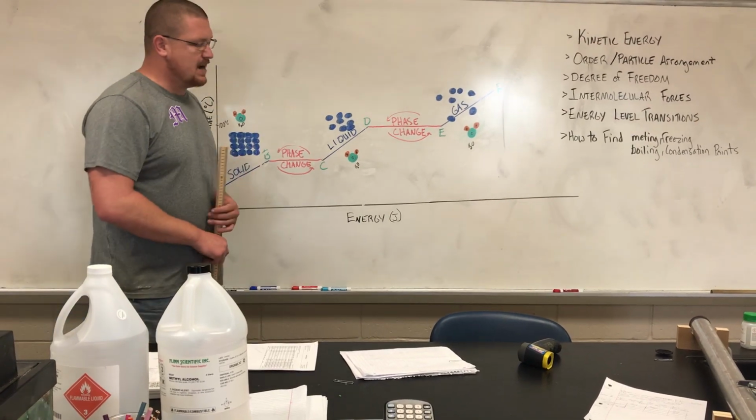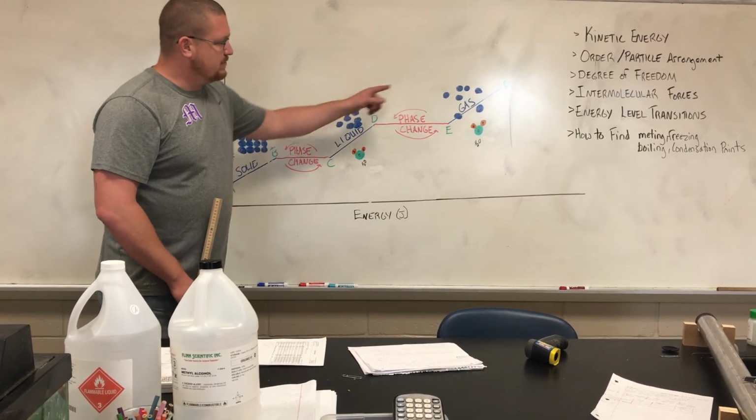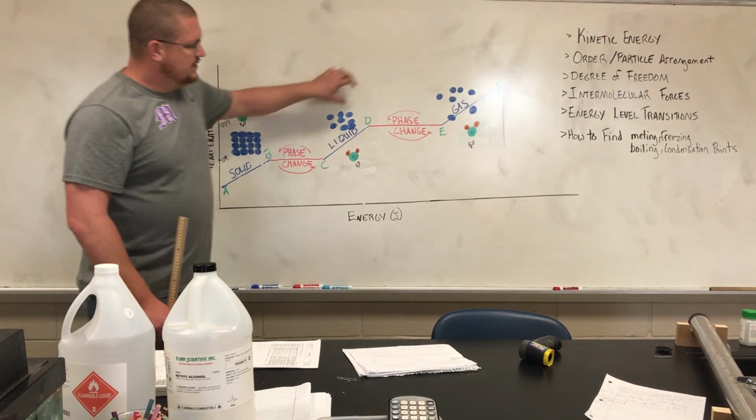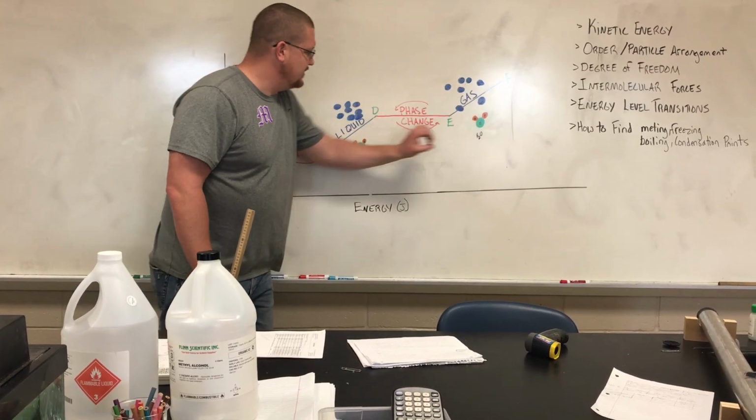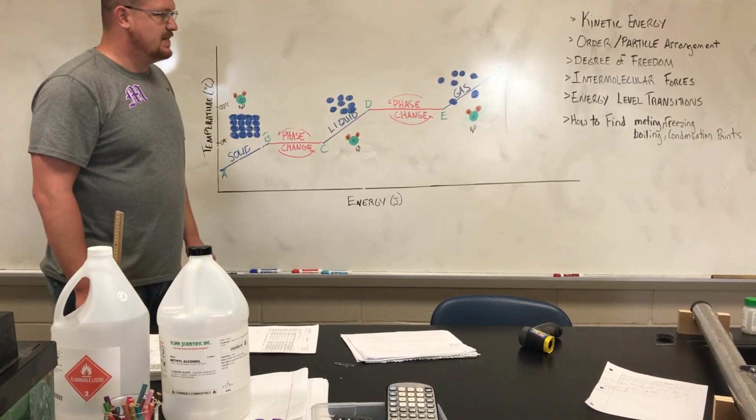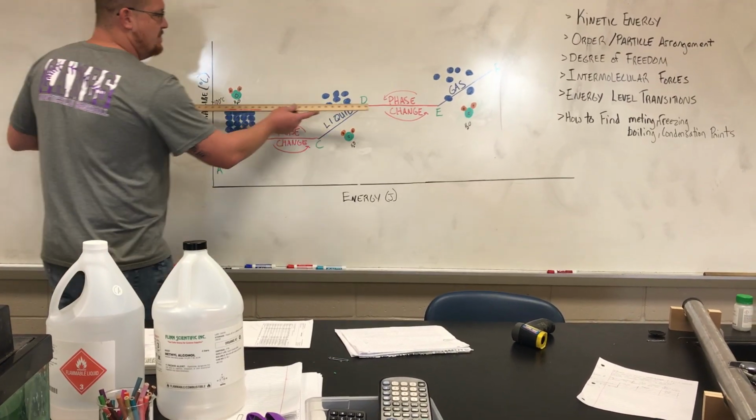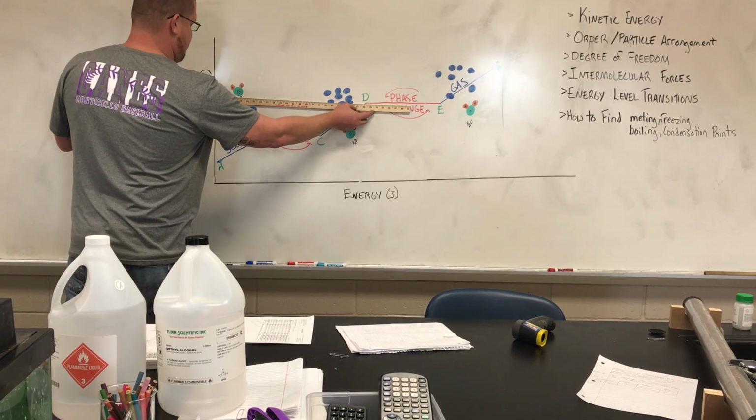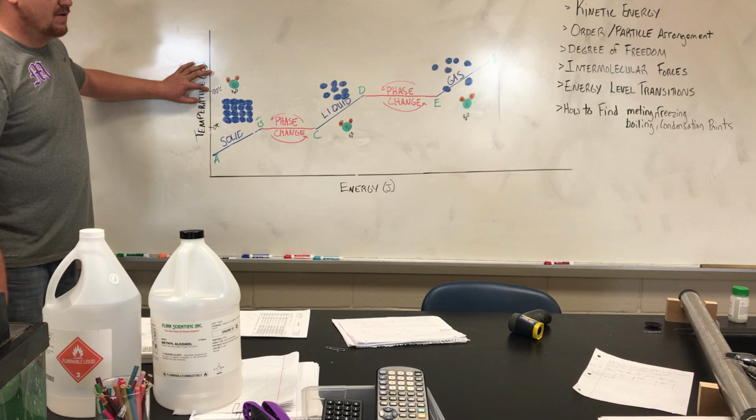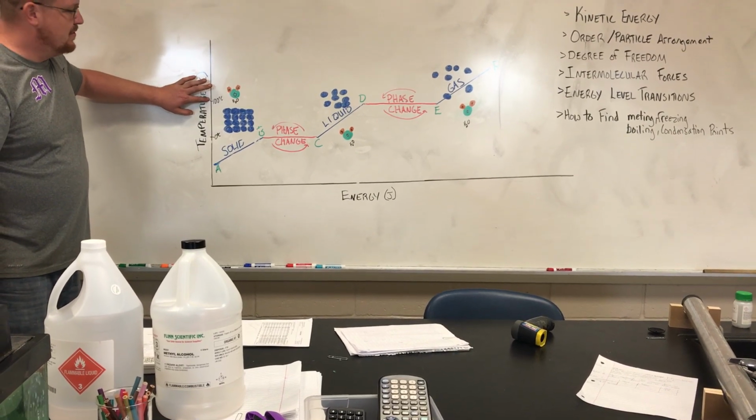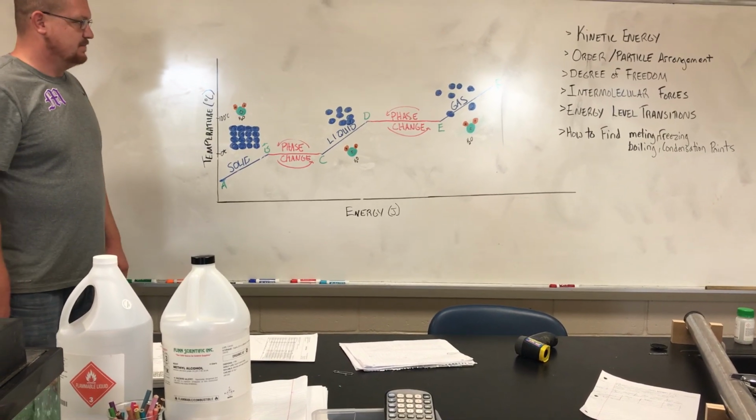And finally, the same thing with our gas phase here. As we go from a liquid to a gas, lower energy to higher energy, that would be boiling, or higher energy to lower energy, that would be condensating. We can find our boiling point by following this line over to our temperature, and see that our boiling point and our condensating point is at 100 degrees Celsius.